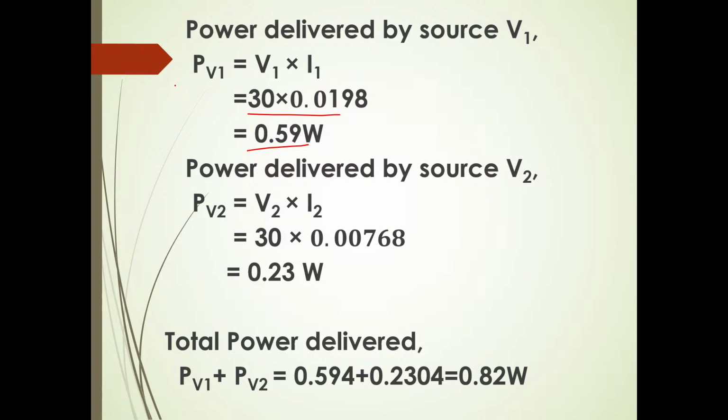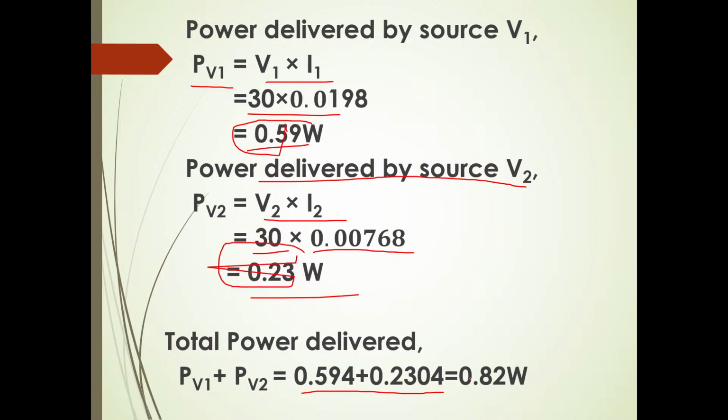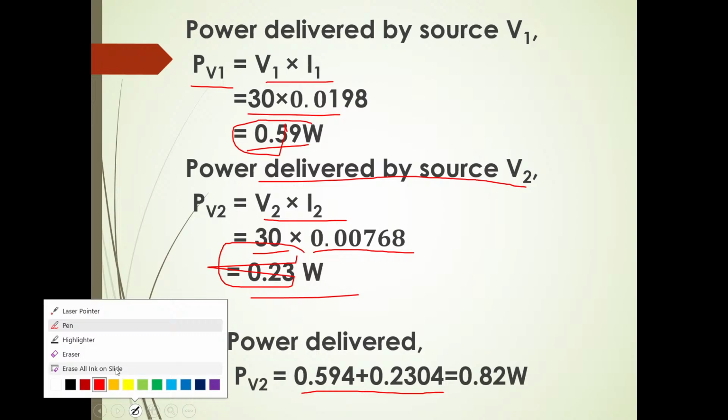So what is the power delivered by source V1? It is V1 into I1, that is 30 into 0.0198. Simplified, you will get 0.59 watts. Similarly, power delivered by source V2 is V2 into I2, that is 30 into 0.00768, which is 0.23 watts. So what is the total power delivered? Simply add those two powers, 0.59 with 0.23.